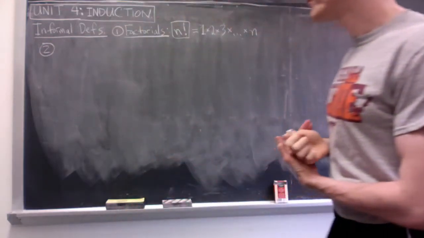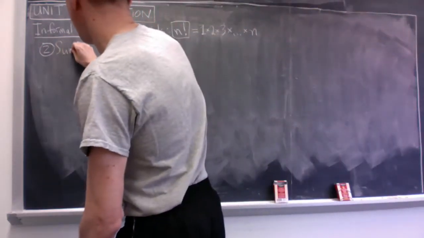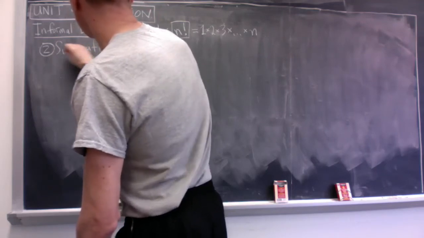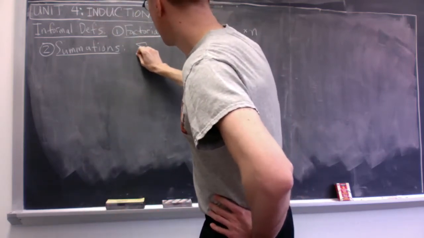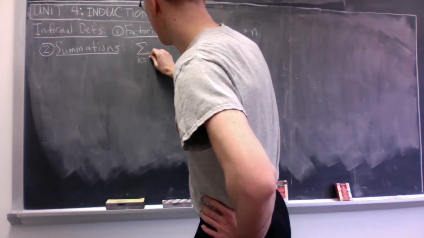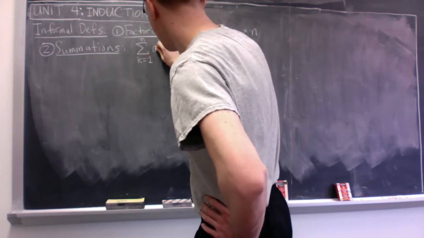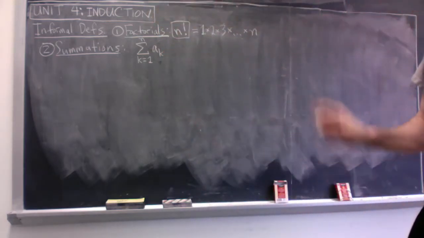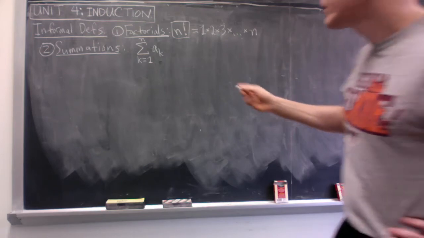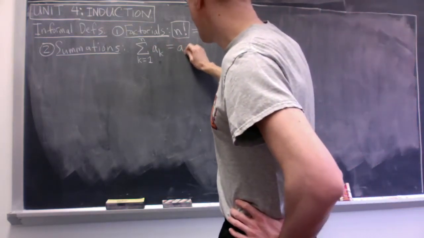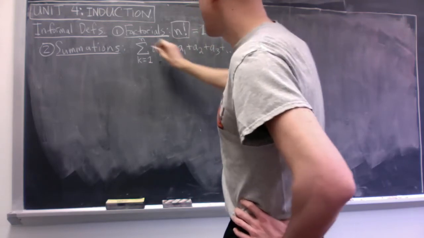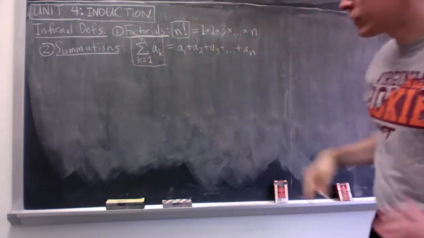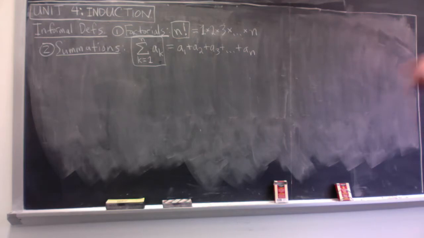Next definition, summations. If you wanted to add up a bunch of terms, you could use this summation symbol, sum k equals 1 to n of a_k, where a_k, for each k, is like a real number or something like that. What this symbol means is you're supposed to add them all up: a_1 plus a_2 plus a_3 plus dot, dot, dot plus a_n. That is what this summation symbol is supposed to mean. I think you've probably seen that somewhere, when you did Taylor series or something in calculus.